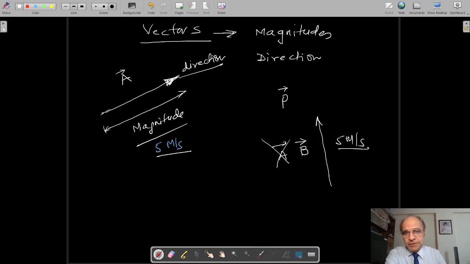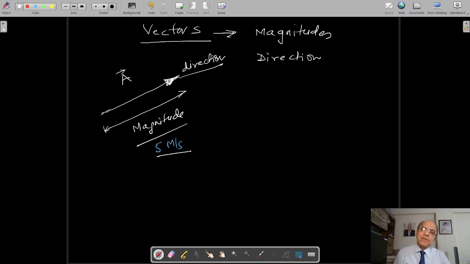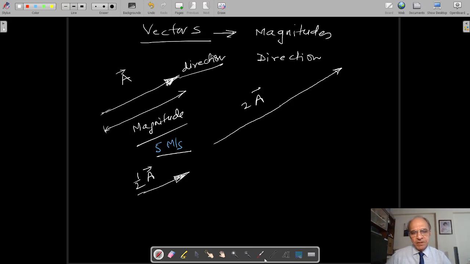So this is how a vector will be represented geometrically. Then, if I draw a vector which is half of its magnitude, with the same direction, then if this vector was A, this vector would be half times A. Or if I make a vector double its length, with the same direction, parallel to this, then this vector will be 2 times A.